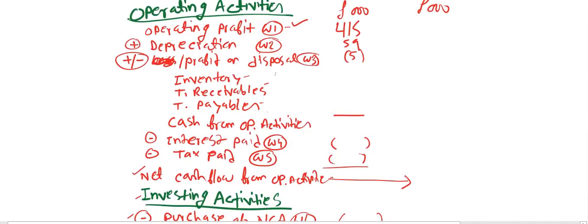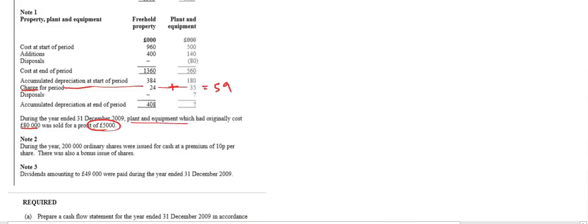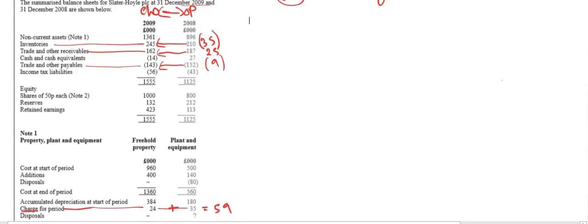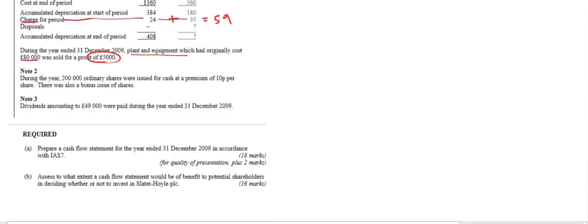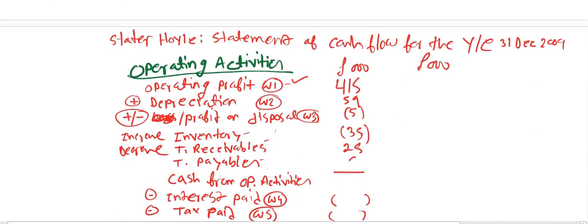So inventory, there is an increase. Do you write down here? There's an increase. Yeah, it's by 35. Okay, money out. Trade receivables, it's a decrease. Good thing. We're receiving money quicker. 25. And trade payables, we're paying them quickly. So let me just double check. What was the figure? Yeah, it was from 152 to 143. It's a decrease by 9. So 9 minus is a decrease. And that's it. Add up all these things. Cash from operating activities is 450.